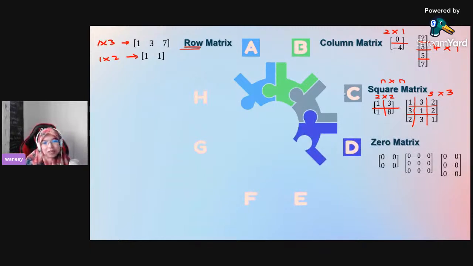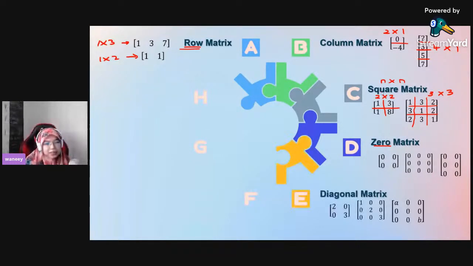The fourth type is something called the zero matrix. So zero matrix means each entry will be zero. Every entry will be zero. So 0, 0, 0, 0, everything zero. So this is also known as the zero matrix.